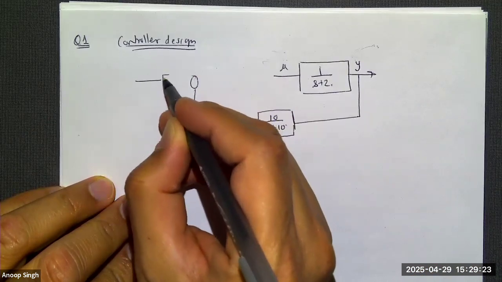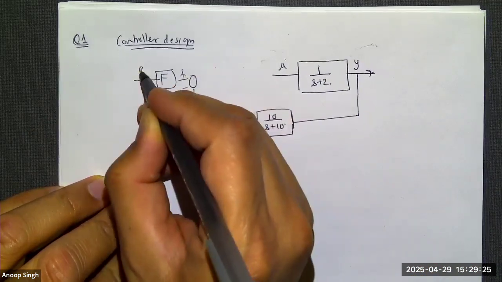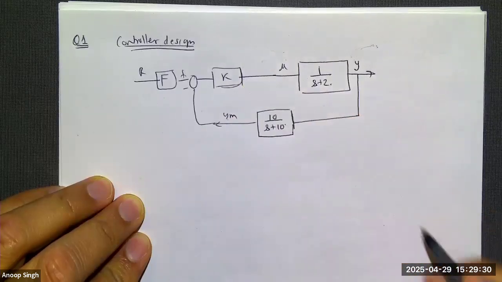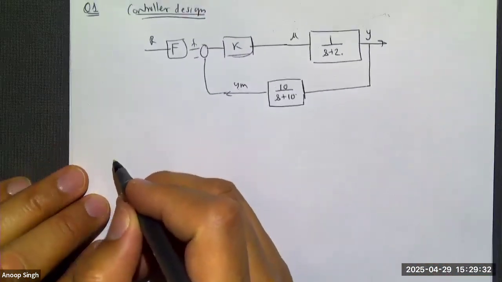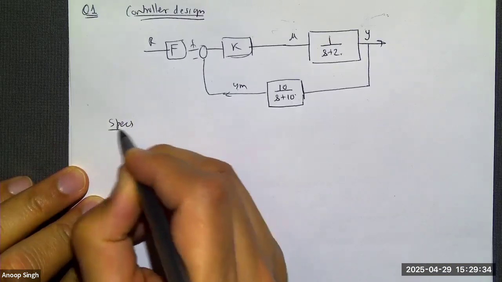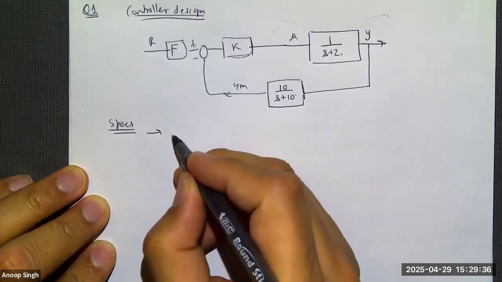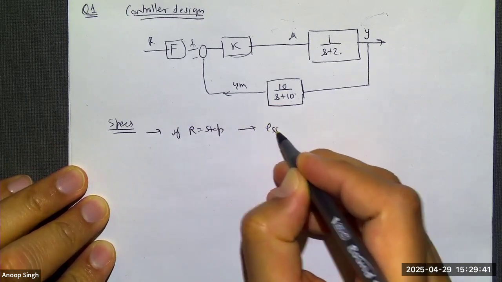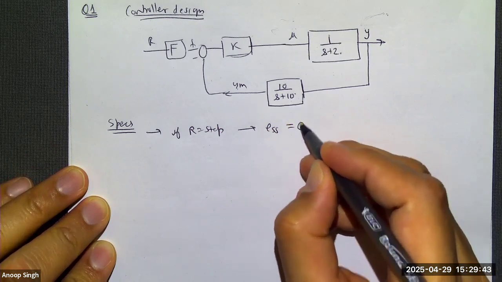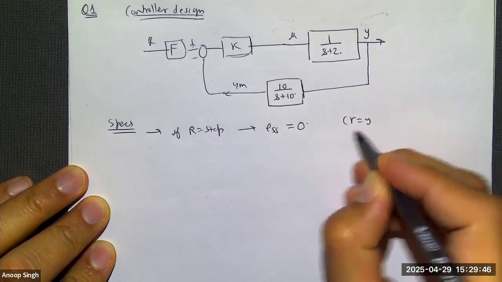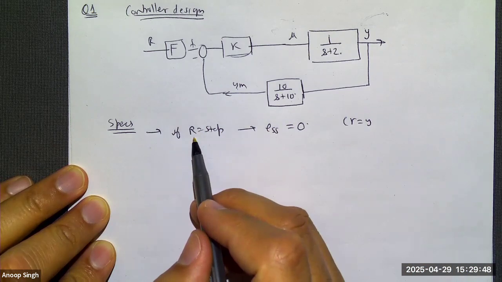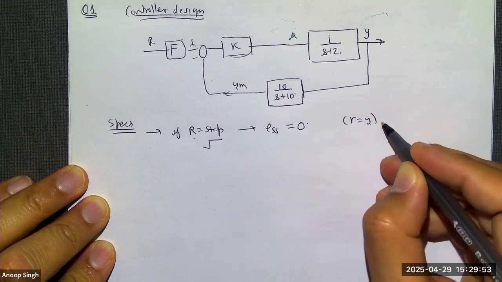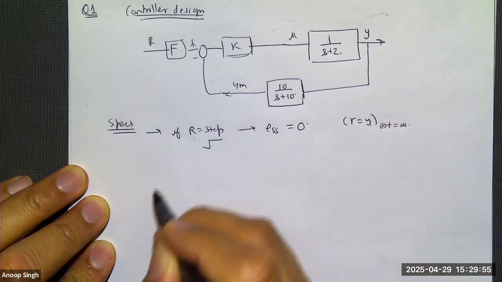Okay. So then you take this. You're fully allowed to use a pre-filter if you want to. And then the controller is what you're going to design. So here are your specifications for which we want to design. First one, if the reference command is a step, then the error in steady state should be equal to 0, which basically means if you give an R of some value, let's say 2, you'll reach the same value of Y as t goes to infinity.